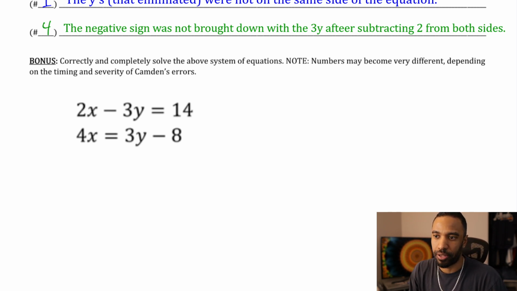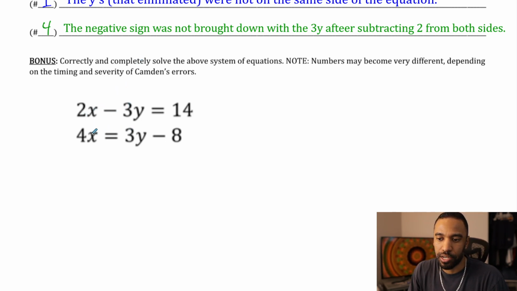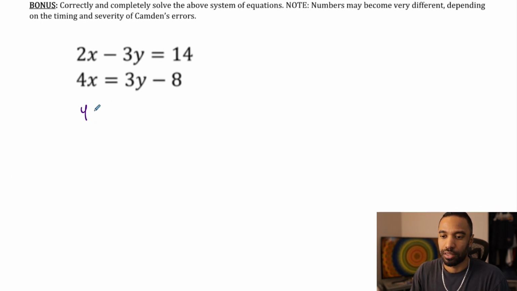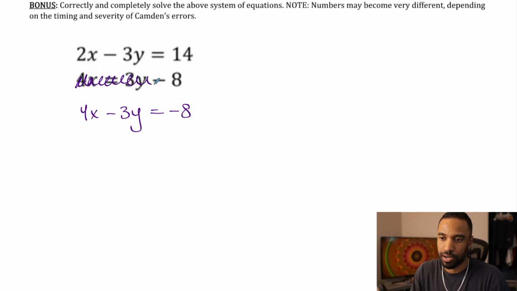I do applaud his ability to attempt elimination, though, because if I try and use substitution, I'm going to get a fraction no matter what. So I will attempt to use elimination. But my first step, I've got to subtract this 3y over to the left side of the equation. 4x minus 3y equals negative 8. So now I have this equation here.